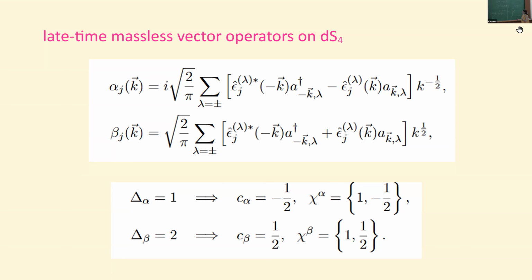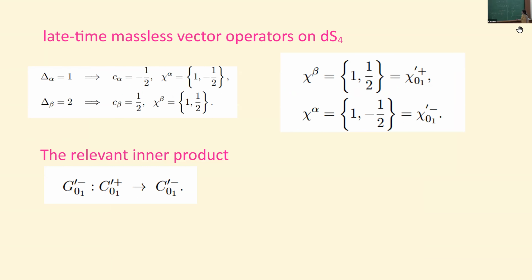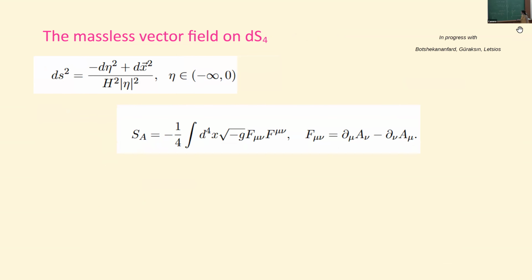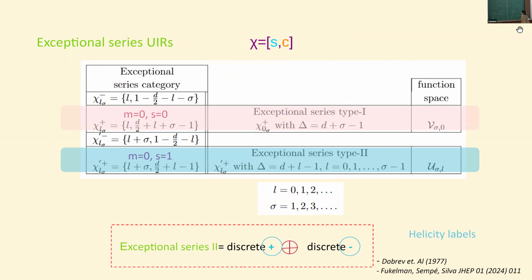So now we have to see under which of those 4 lines these labels fit and how. It turns out that this prime plus was the exceptional series type 2 category. So beta fits here. The other one is in prime minus. So actually, if we go back, from our example here, we are finding beta to be here, alpha to be here, and nothing here.